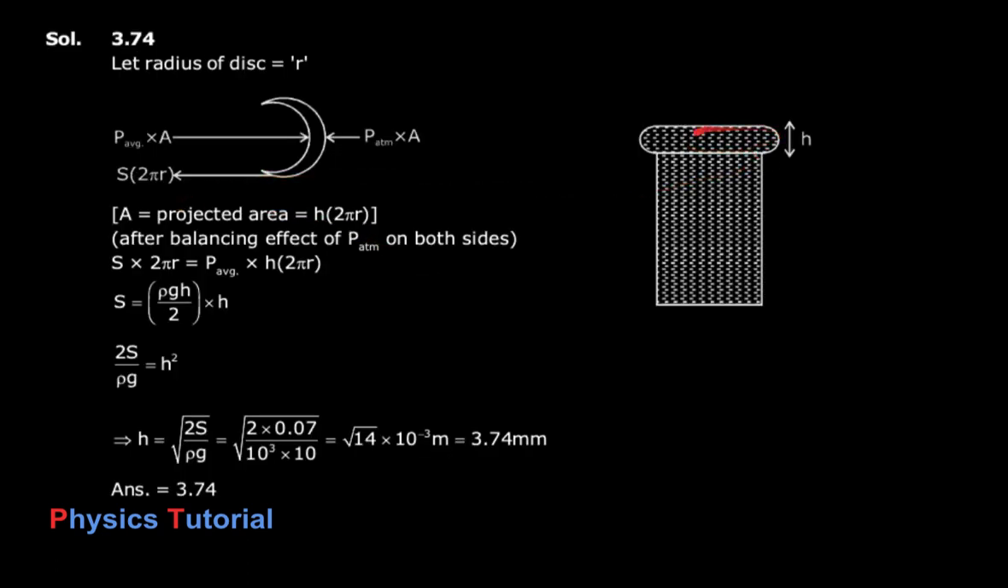Now on this surface, as a semicircular surface, P average into area is from one side, and on the other side P atm, above atm pressure, into area. So equating S into 2 pi r and balancing with the effect of atm pressure on both sides, P average into h into 2 pi r. So S is equal to rho h g upon 2, into h. So 2S upon rho g is equal to h squared, and substituting the surface tension values as given in the question, you will get the value 3.74.